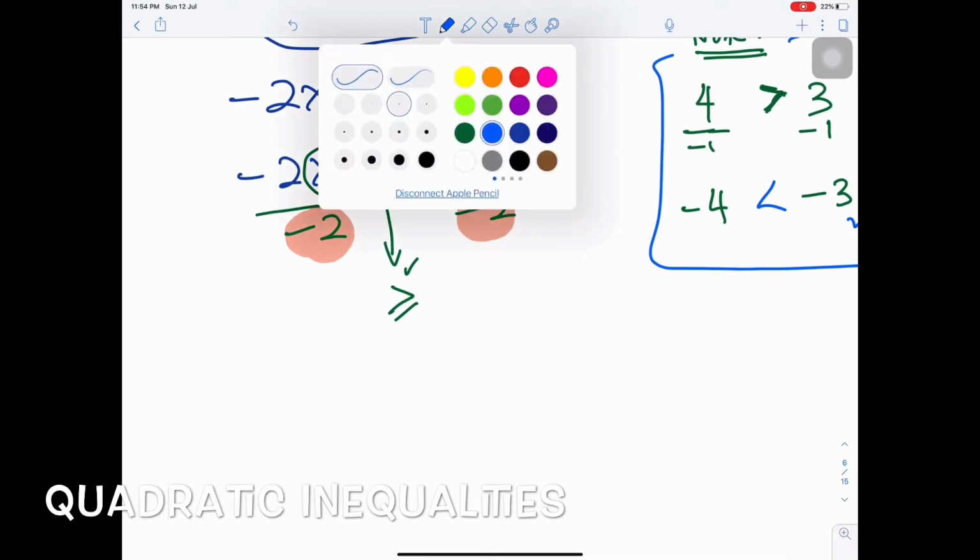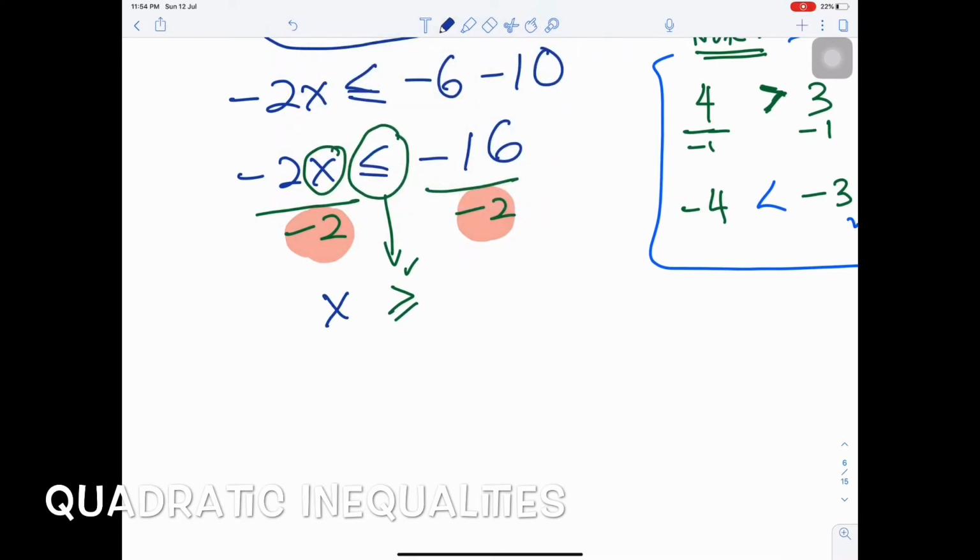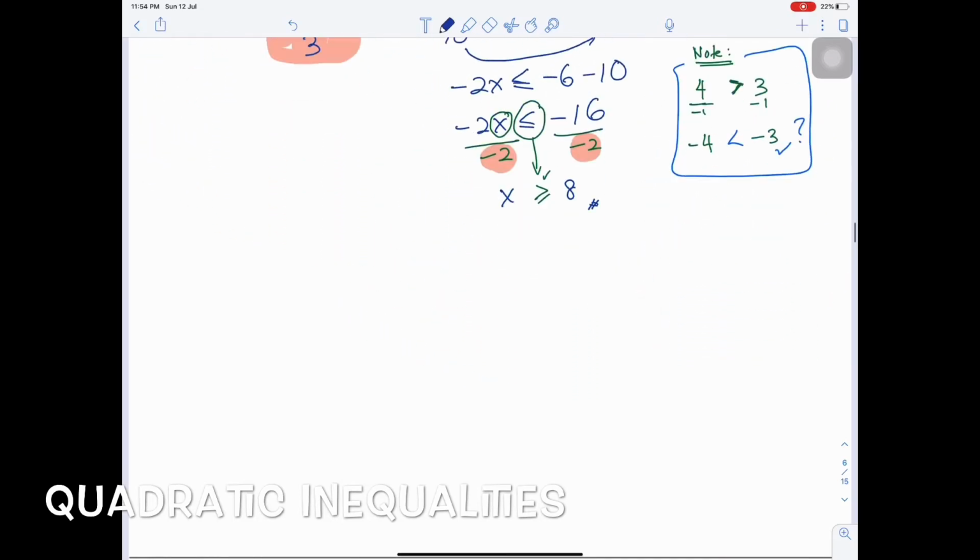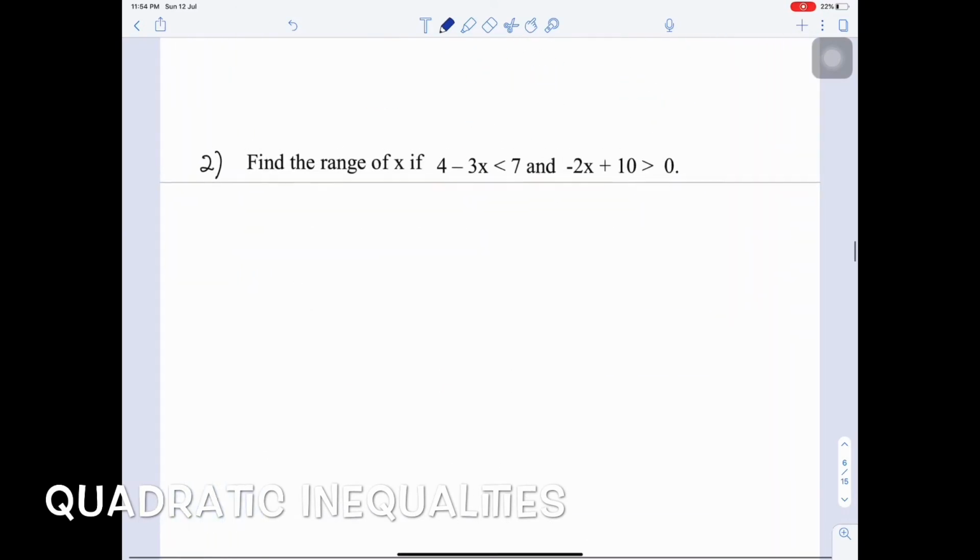So let's continue. Now x is greater than or equal to positive 8. So this is the range of x. Right, and then let's look at number 2.